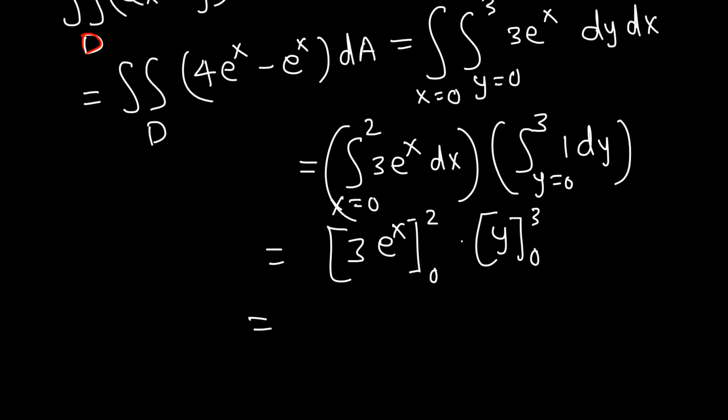Upper limit minus lower limit: 3e squared minus 3e raised to 0, which is 1, so that's 3, times 3 minus 0, just 3. Final. We can factor 3 out from inside, 3 and 3 is 9, and e squared minus 1. You may leave it here. Final.